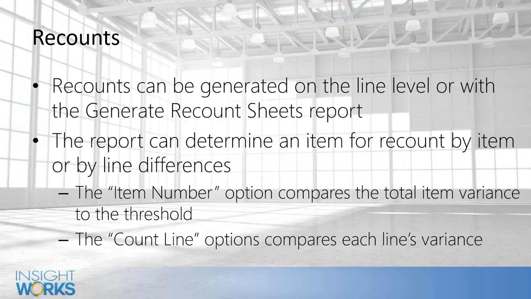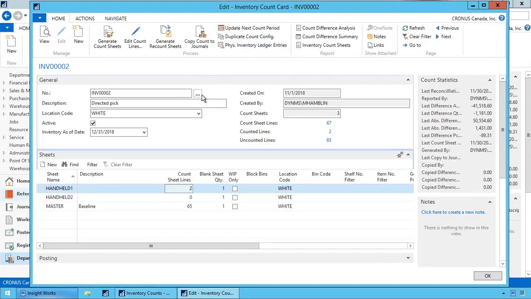And what it does is it generates a new sheet for the scanner or paper that people can go out and address those specific items, and then we can see what the original count quantity was, what the recount was, and so on and so forth. So let's actually have a quick peek at how that works.